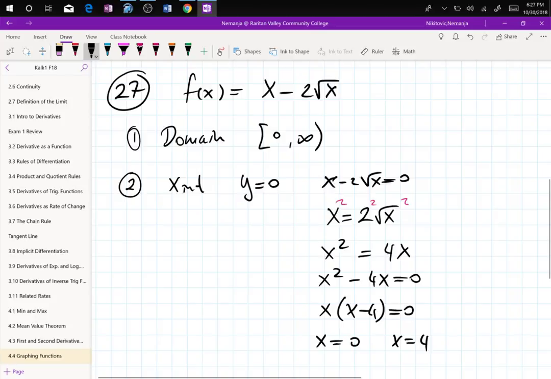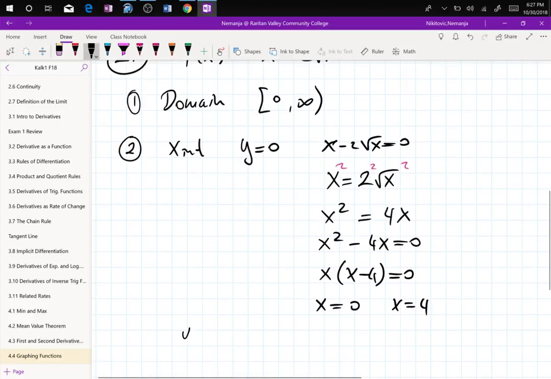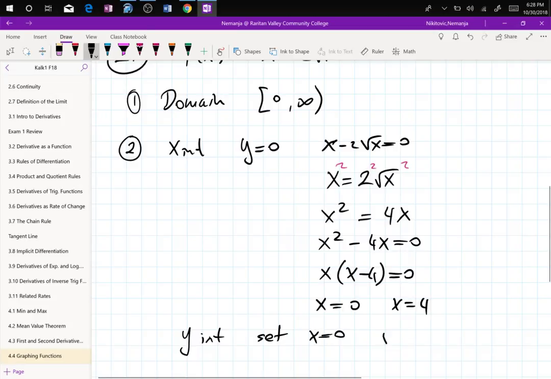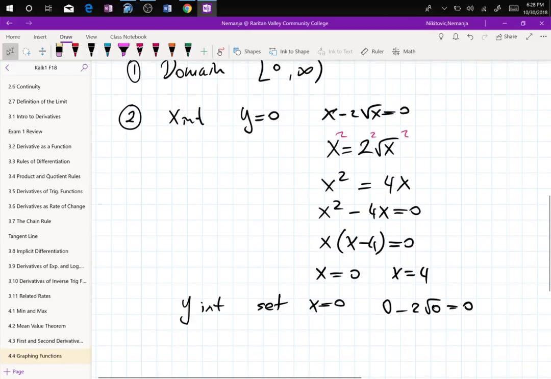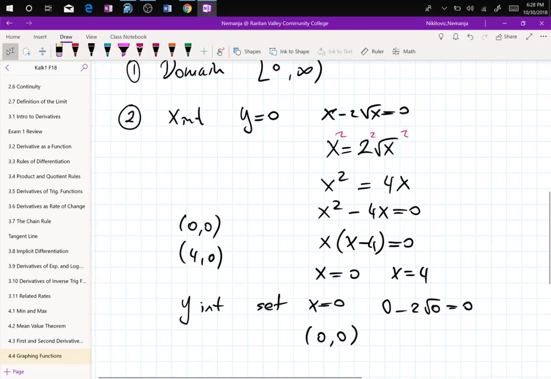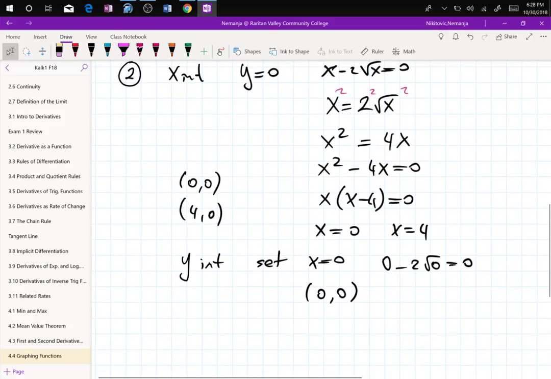Great. How about y-intercepts? Well, for y-intercept, we set x equal to 0. But then there's just going to be 0 minus 2 root 0, which is 0. So we have y-intercept at 0, 0. Now, the rule of thumb is that as soon as you get x-intercept to be 0, 0, y-intercept must be 0, 0 as well. Right? You can only have one 0, 0 location.